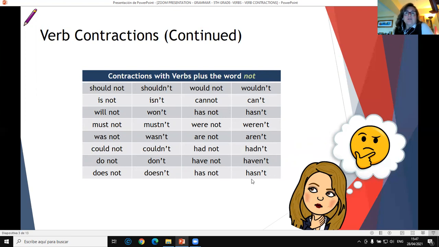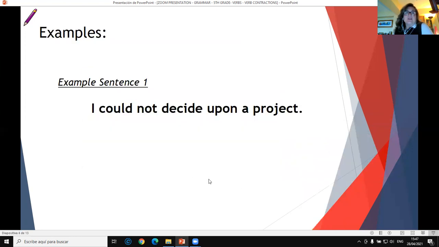It's important to notice that if you have a sentence that has a contraction, you pronounce the contraction as I already did. You do not indicate the two words, okay? So if in a sentence you have hasn't, you say hasn't. When you're reading it, you don't say has not. You say hasn't, okay? So let's see some examples.